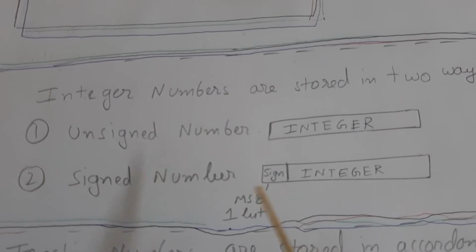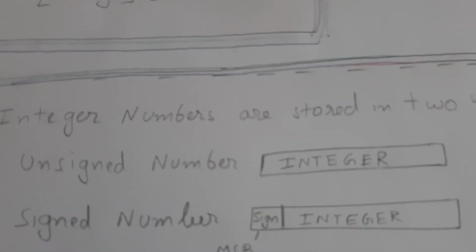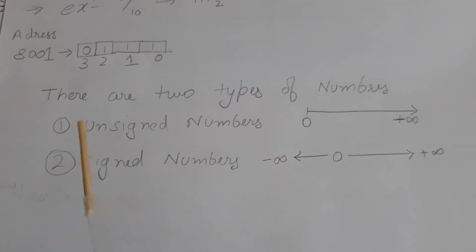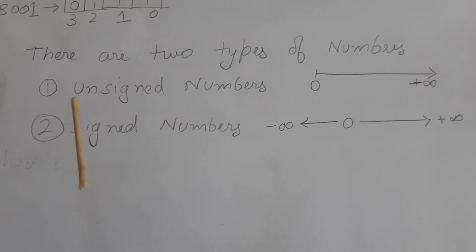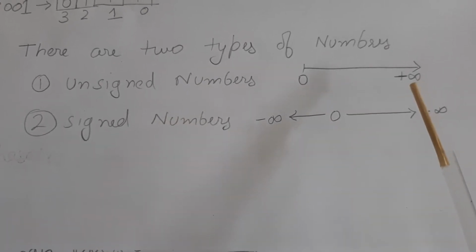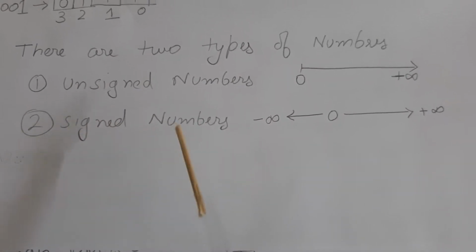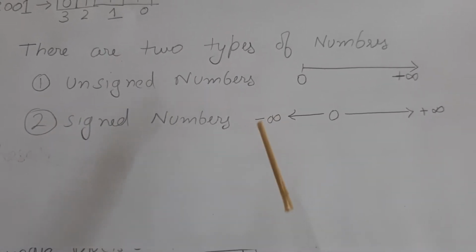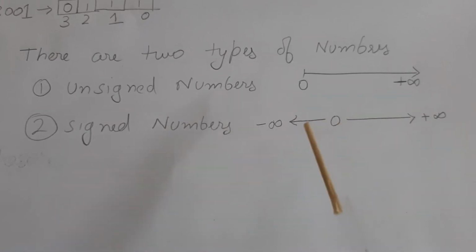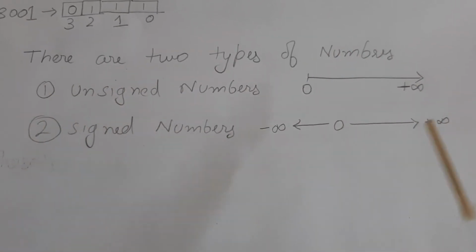In unsigned numbers, we have only numbers from 0 moving towards positive infinity. Then we have signed numbers. Signed numbers move from negative infinity towards positive infinity, and the numbers in between. But this is for real numbers.